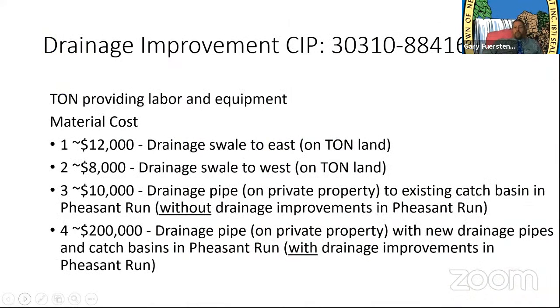I've looked at the cost for all 4 options. Essentially, the first 3 options, those costs are very similar in nature, about $10,000. So in detail, the swale to the east, the materials would be about $12,000. The swale to the west is a little bit shorter, about $8,000. The short drainage pipe is about $10,000. The extensive pipe and drainage network is more than an order of magnitude more than those costs. We're talking about $200,000. These costs I'm talking about are material costs only. Again, the reason why we're doing that is because the town plans to provide the labor and equipment to do the work. Next slide.